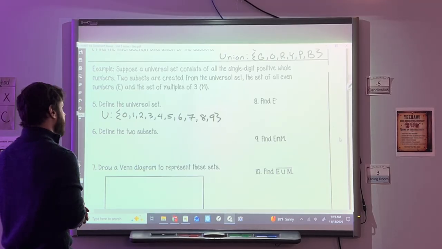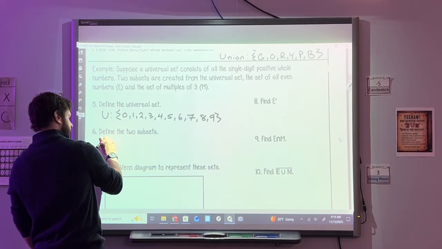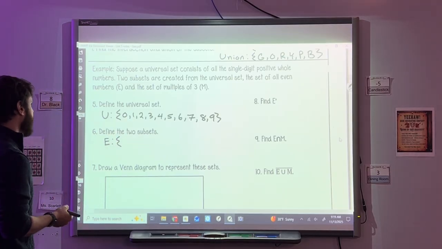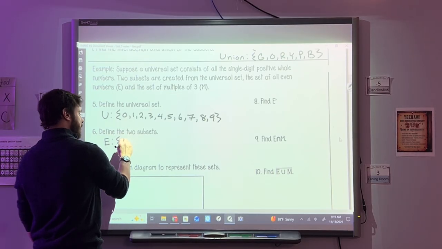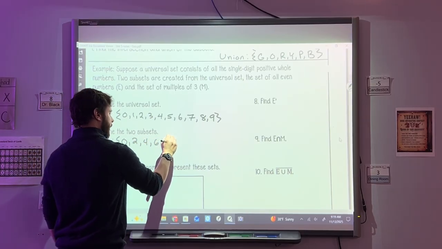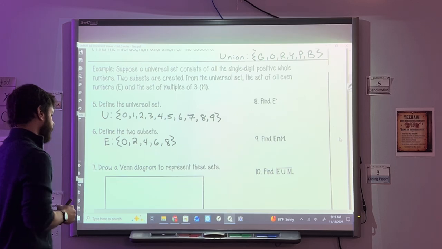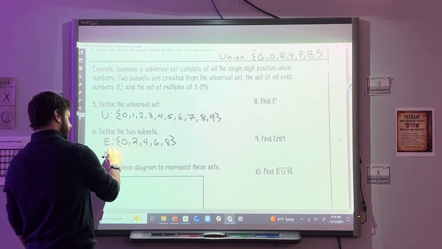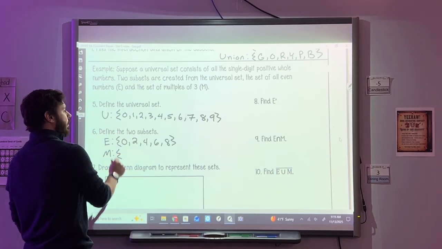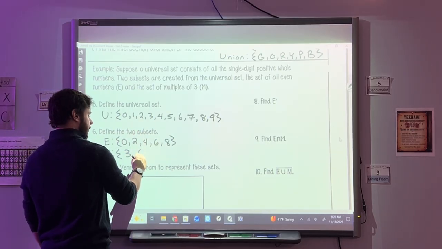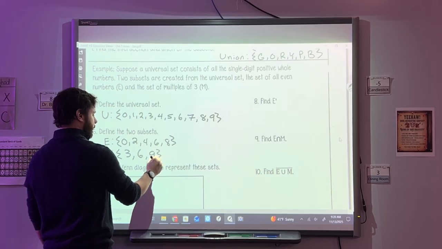Define the 2 subsets. Okay, E. That was the even numbers, right? Okay. 0, 2, 4, 6, and 8. And the other set was M, the multiples of 3. Yes, 3 is a multiple of 3, 6, and 9.